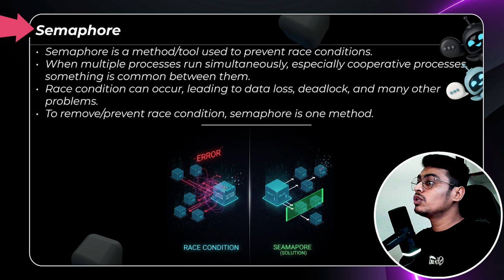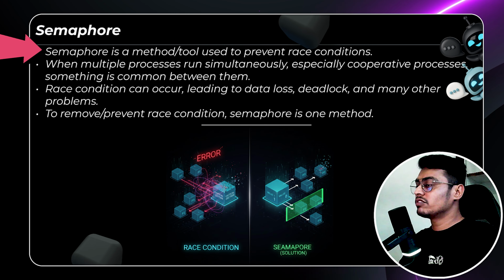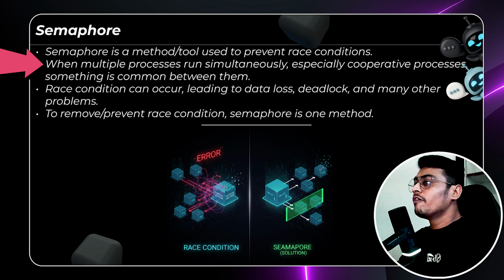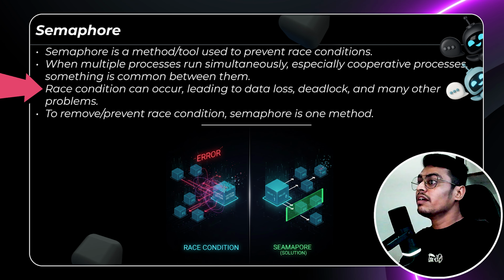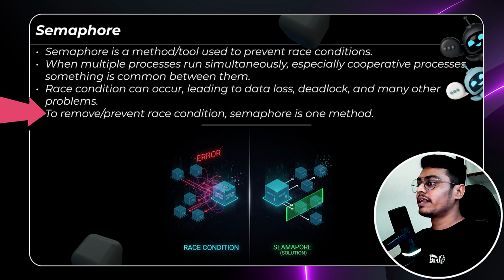So, what actually is semaphore? It is a method or tool used to prevent race condition. We have seen race conditions in our previous videos. When we synchronize processes or run multiple processes at a time, especially cooperative processes, something is common between them. If so many processes run simultaneously, a race condition can occur, leading to data loss, deadlock, and many other problems. To prevent race conditions, one of the methods is semaphore.